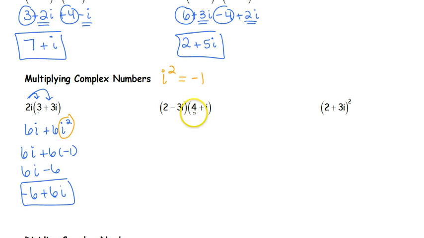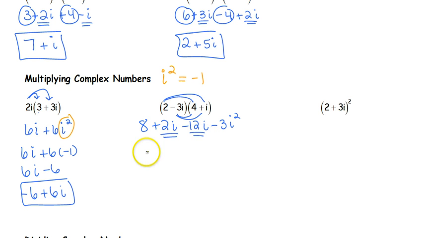we are going to FOIL here. So all those rules from multiplying exponents and FOILing apply to imaginary numbers. So I'd FOIL: 2 times 4 is 8, 2 times i is 2i, minus 12i, minus 3i squared.